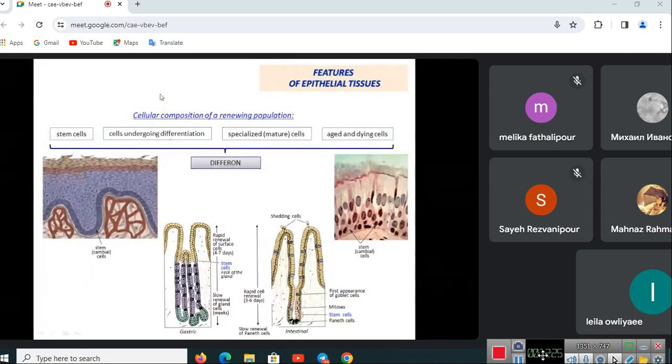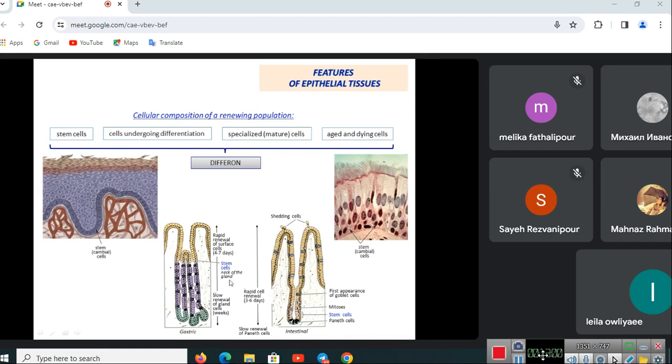So the cellular composition of the renewing population includes these stages: stem cells, dividing cells, located in the basal layer for stratified epithelia, or in different areas for simple epithelia. So this is the pseudostratified epithelium, and here stem cells are located also closely to the basement membrane. This is the epithelium of the trachea actually.